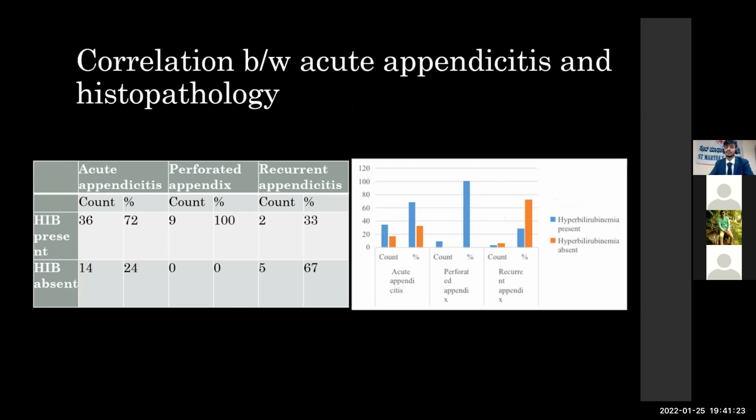Coming to the correlation between acute appendicitis and histopathological examination, 72% of the patients, that is 36 patients diagnosed as acute appendicitis by histopathological examination, had elevated serum bilirubin of more than 1.2 mg per dl, and 9 patients diagnosed as perforated appendix, all the 9 patients had significantly elevated serum bilirubin level of more than 2 mg per dl, and only 33% of patients diagnosed as recurrent appendicitis by histopathological examination had an elevated serum bilirubin level.